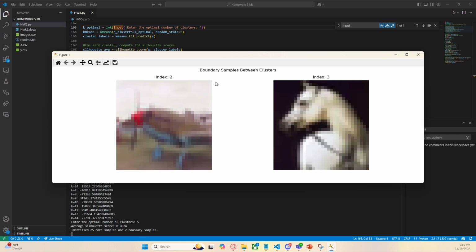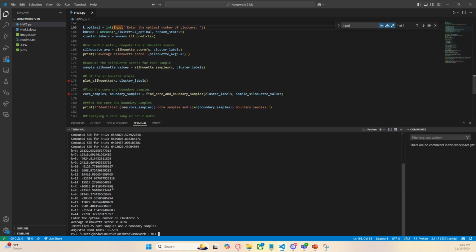These are the border samples, or at the boundary, which you might be able to understand why these could possibly be classified or mixed up. And then it computes the adjusted rand index.